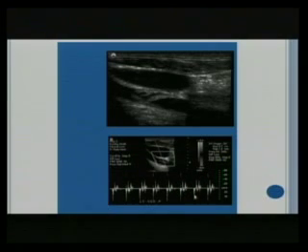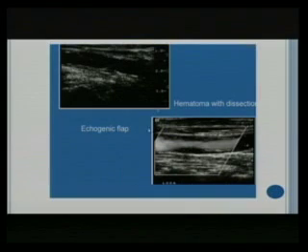Then diastolic reversal occurs first, then systole occurs. So it's a very bizarre waveform that happens in this patient with carotid artery stenosis. So I want you to remember that as one of the things.